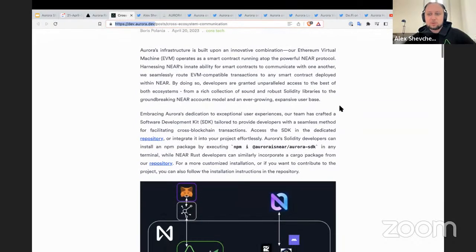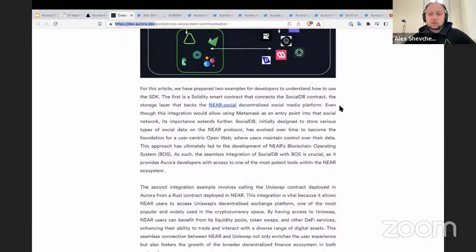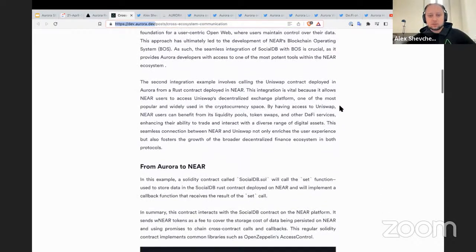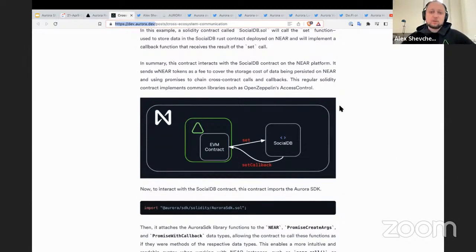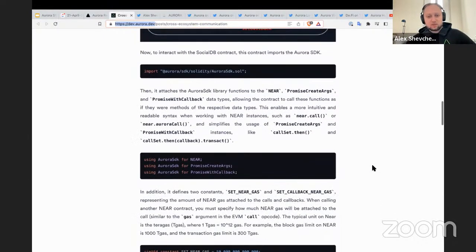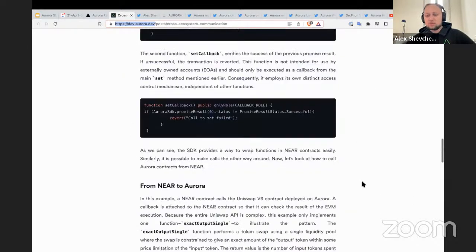communications, and this post goes into the details of how this is working on the example of communication with the social DB, one of the pieces of the blockchain operating system. There is a pretty straightforward and simple explanation of how these things are working with graphs and with snippets of the code. And this is something that you're able to use right away.